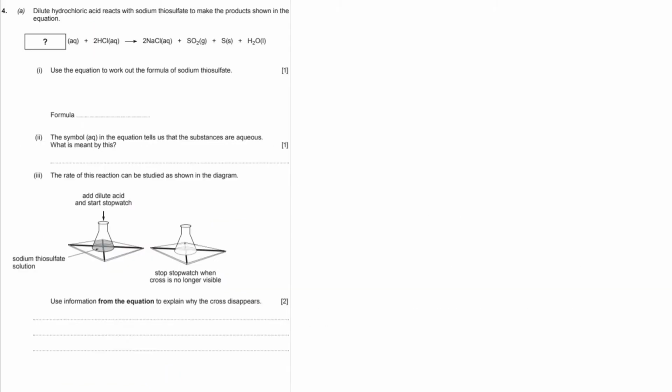Let's look at some practice questions. Dilute hydrochloric acid reacts with sodium thiosulfate to make the products shown in the equation below. Use the equation to work out the formula of sodium thiosulfate. There are two ways we could go about doing this. The first one is learning the formula of sodium thiosulfate. The second one is using reasoning to determine the formula of sodium thiosulfate.